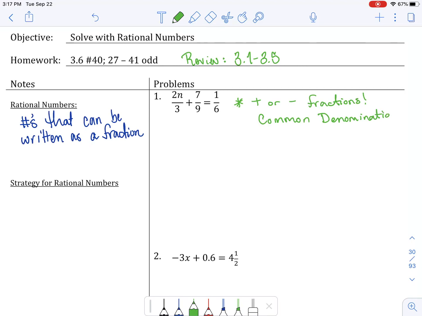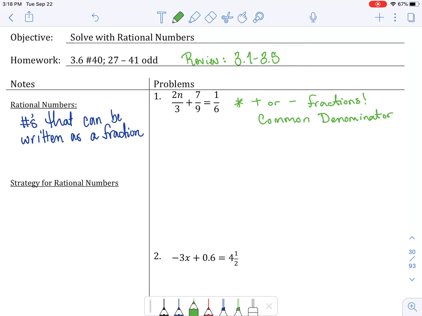The common denominator means that we have the same number on the bottom of all of the fractions here. With our common denominator, we just want to look at the numbers that we do have in the bottom of our fractions and ask ourselves, what number do they all multiply to easily? So if we have 3, 9, and 6, those would all multiply to 18. So 18 would be our common denominator in this case.